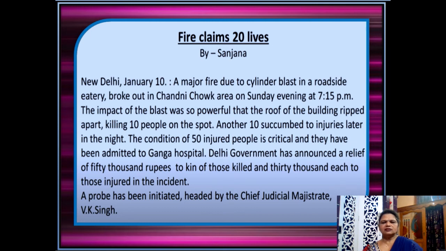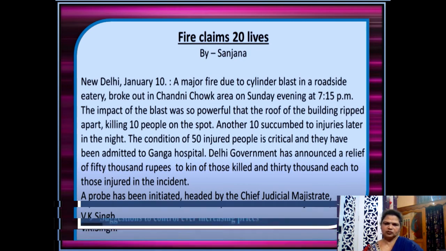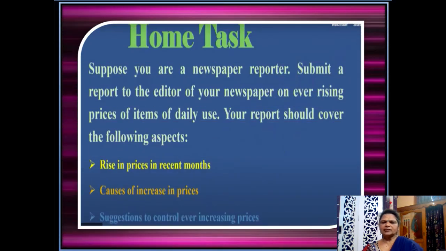So this is just an example, or two examples are given like this. Some other report can also be given and you have to follow the same sequence. For the home task, I am giving you a report to write. Suppose you are a newspaper reporter. Submit a report to the editor of your newspaper on ever-rising prices of items of daily use. Your report should cover the following aspects: rise in prices in recent months, causes of increase in prices, and lastly, give your suggestions to control increasing prices.